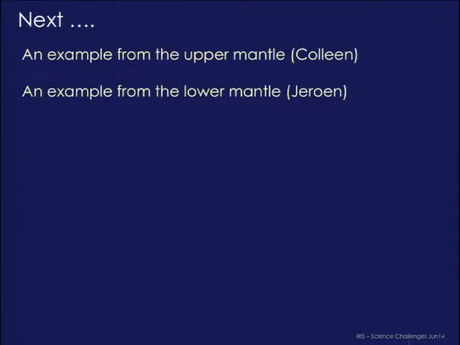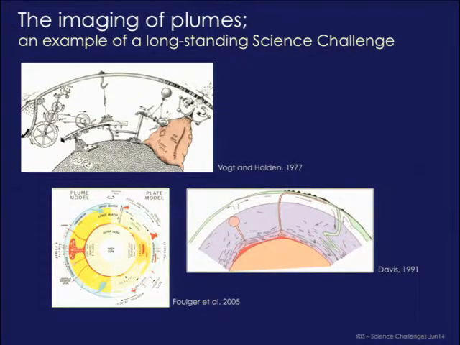So let me go straight to what I want to talk about. Together with Colleen, we're going to talk about thermochemical processes and structure of the mantle, and I'll give an example from the lower mantle and highlight those themes using a specific example, and that is of the imaging of mantle plumes. Following me, Colleen will give a talk about upper mantle seismological results and grand challenges. Right. So I'll talk about plumes, and I'll use that as an example of a long-standing science challenge, and highlight the questions that we identified as questions for the next 5 to 10 years.